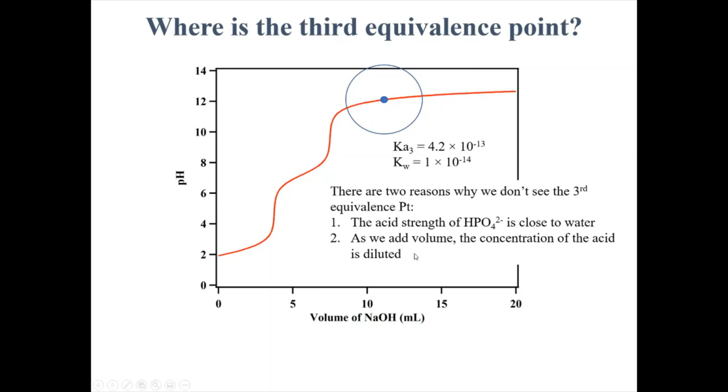The other reason is, as we're going along, this whole time we're putting in base, and that's increasing the volume of our solution, so we're just diluting everything at this point. As we add volume of base, the concentration of the acid gets diluted. So not only is this a very, very weak acid, very close to the strength of water, it's also getting more and more dilute as we go along. So it essentially becomes impossible to see because the OH- concentration from water just washes it out.